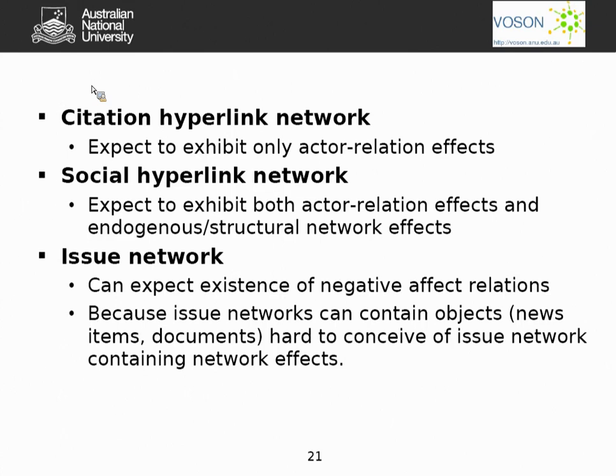The thing about issue networks is that they can contain objects such as news items and documents. The nodes don't have to be organisations or groups or have that sort of real-world connection necessarily. So from that point of view, I think it's hard to think about issue networks as containing network effects as we know them in the context of exponential random graph modelling.